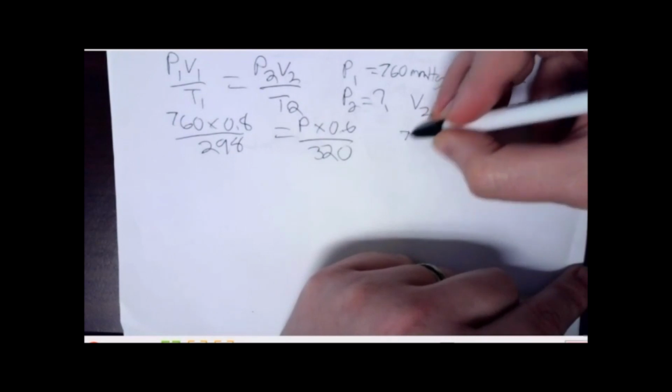So rearranging this to solve for P, we would have 760 times 0.8 divided by 0.6 times 320 divided by 298. All that equals our pressure, which increases to 1,088 millimeters of mercury.